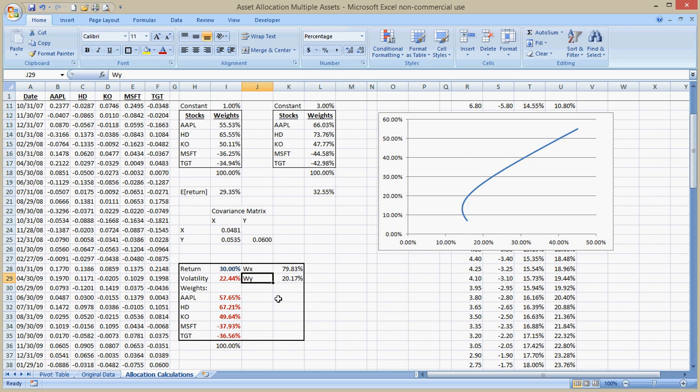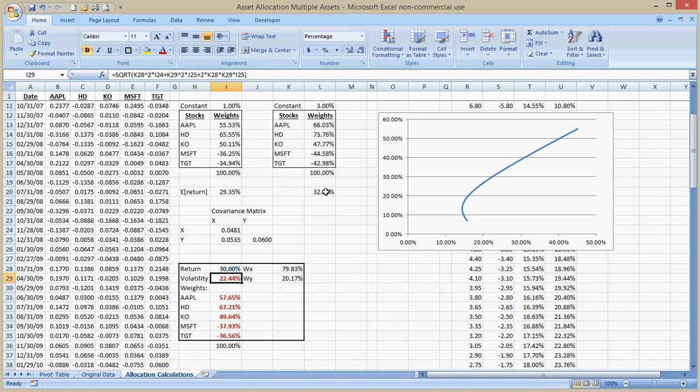Well, what is that specifically? Well, I know if I put 79% of my money in X and 20% of my money in Y, I'm going to get a 30% return. And just to prove that, 79% of your money in X plus 20% of your money in Y, that equals 30%. Okay, so now that I know that, the next question is, what is the volatility?